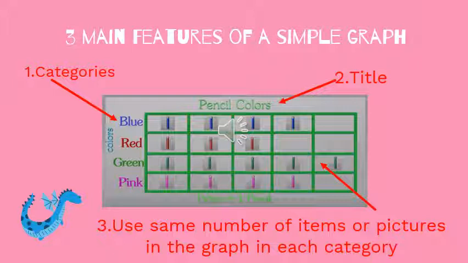And there's a third feature. Can you see the pictures of the pencils? And down the bottom of the graph, it says one picture equals 1 pencil. And you need to use the same number of items or pictures in the graph in each category.